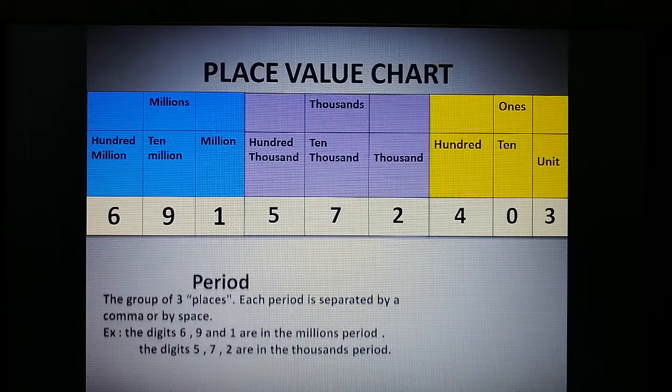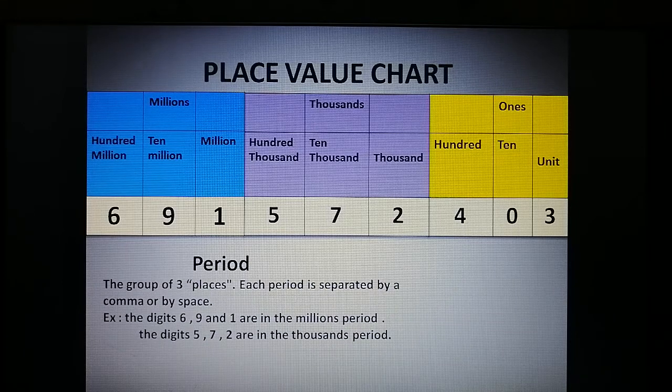So what is a period? A period is a group of three places. Students, you can clearly see that we have three groups: one is the yellow group, second is the purple group, and third is the blue group. The yellow group is ones, the purple group is thousands, and the blue group is millions, and each group has three places.